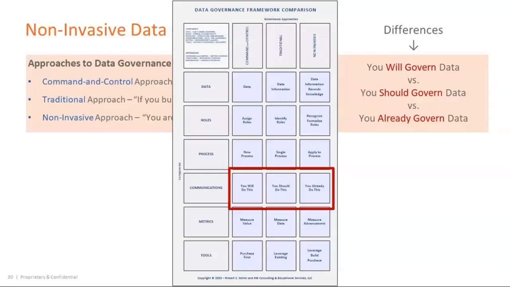In the command and control approach, you're going to tell people, you will do this. No matter how busy you are, you will do this, and you will follow the rules. And that feels invasive. People are already busy 100% of the time, if not a greater amount than that. In the traditional approach, we tell people, you should do this. There's not necessarily any oomph behind it. How do you like that as a technical term? But there's nobody standing behind the program. We're saying you should do this.